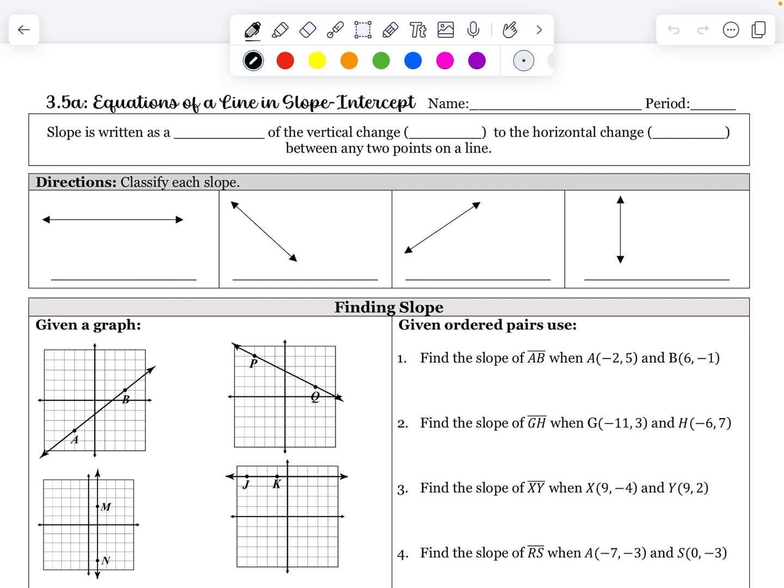So this is going to continue with parallel and perpendicular. But first, you need to actually know what the equation of a line is. So today, we've got equations of a line in slope-intercept form. It is a form that matters.